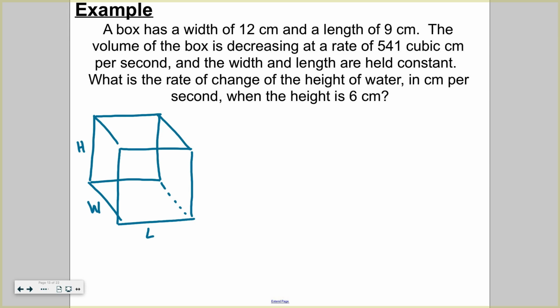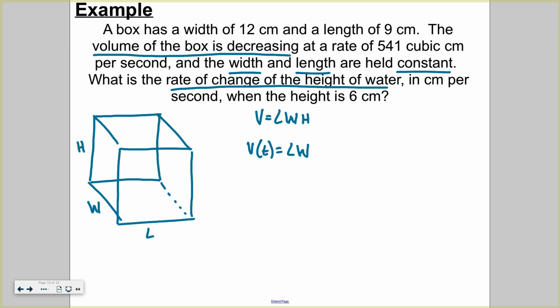So, to find the volume of a box or rectangular prism, volume is equal to length times width times height. So now I just need to figure out which variables are changing and which aren't. We are told that the volume of the box is decreasing, so therefore volume is with respect to time. We are told the length and the width are constant, so they do not change, so we're just going to have length times width. And then we want to find the rate of change of the height, so height is going to be with respect to t.